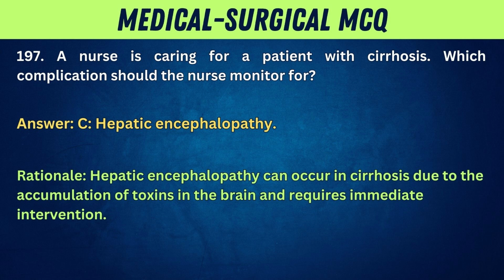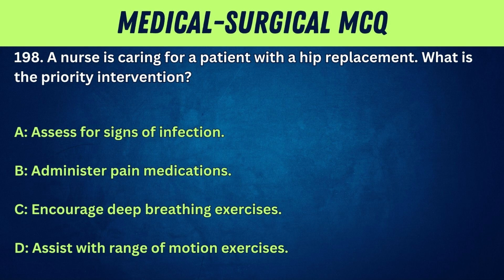198. A nurse is caring for a patient with a hip replacement. What is the priority intervention? A. Assess for signs of infection. B. Administer pain medications. C. Encourage deep breathing exercises. D. Assist with range of motion exercises.